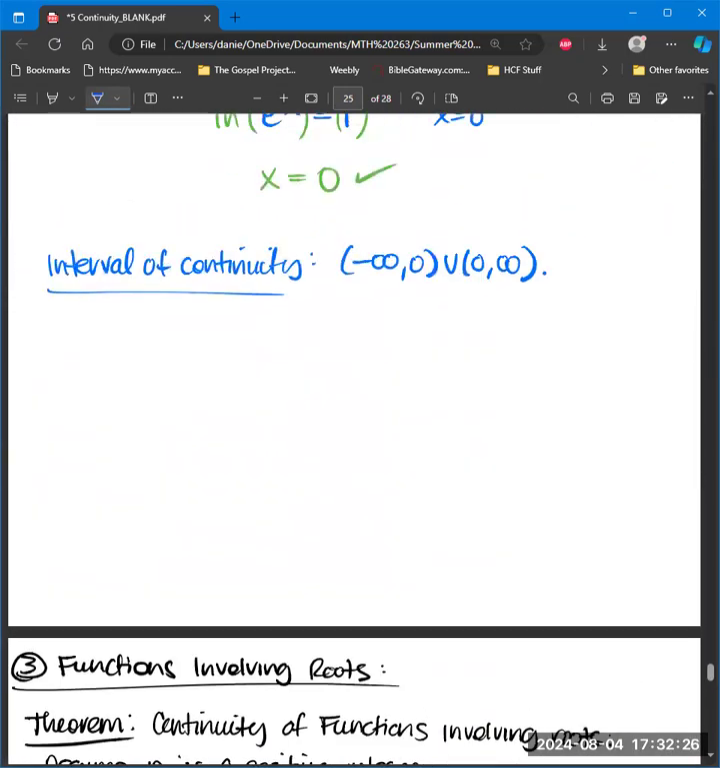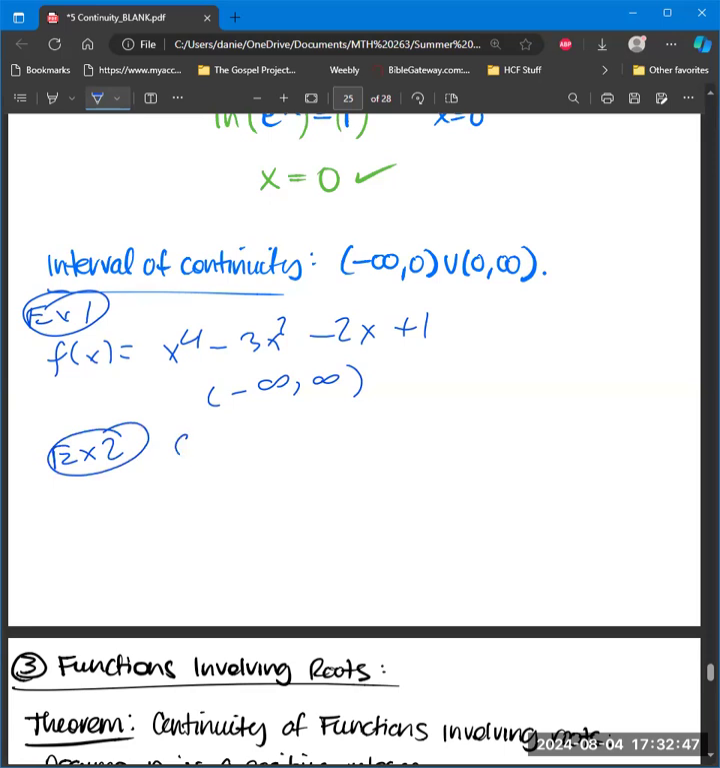Okay, another example here, example 2. f of x is going to be equal to x to the 4th minus 3x squared minus 2x plus 1. What's the interval of continuity? That's a polynomial. So that's going to be continuous on the entire real number line.